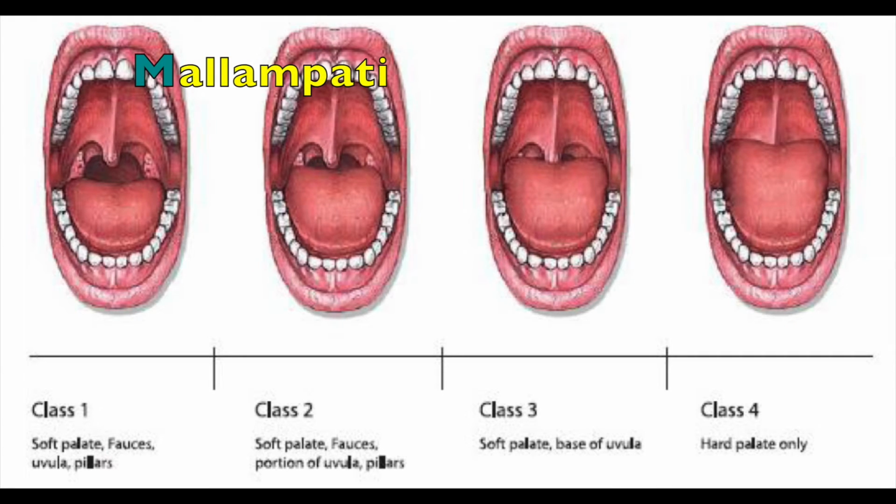M stands for Mallampati, and Mallampati is a test that should be done with your patient sitting in a chair straight, and you ask your patient to open his mouth widely. Mallampati ranges from 1 to 4. Mallampati 1, you can see soft palate, fauces, uvula, and pillars. And as you progress to a Mallampati 4, you will only be able to see the hard palate. So a Mallampati 4 would mean a likelihood of a difficult airway.